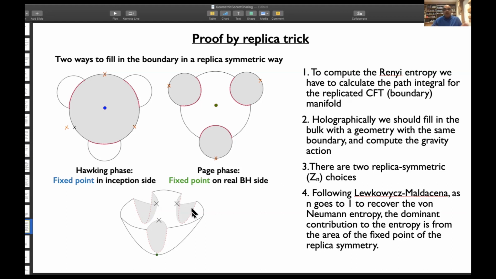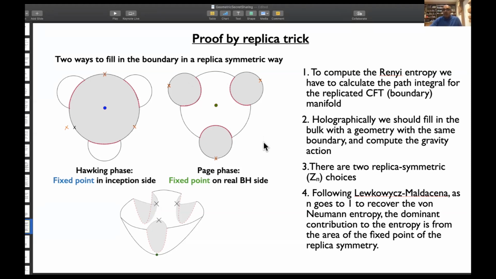So great. Now we have two competing replica symmetric, so Z_N symmetric, choices for the bulk manifold with which to fill in the boundary. And of course, they compete to dominate the computation. In the rising phase for the radiation entropy, the saddle on the left dominates, and in the Page phase, where the entropy is supposed to stabilize, the saddle on the right dominates.